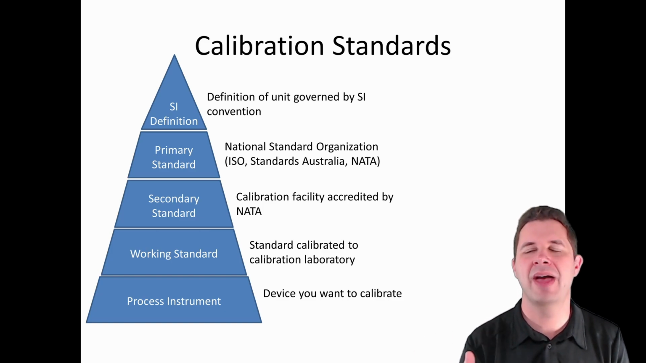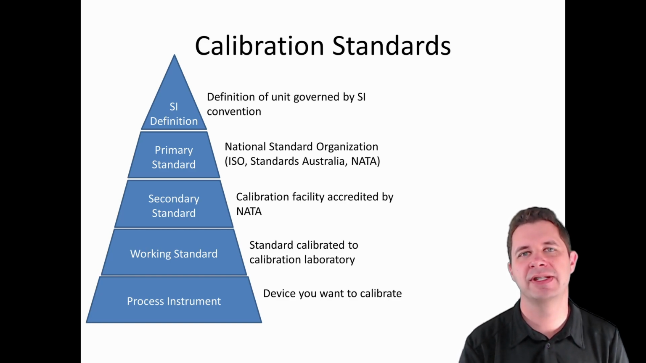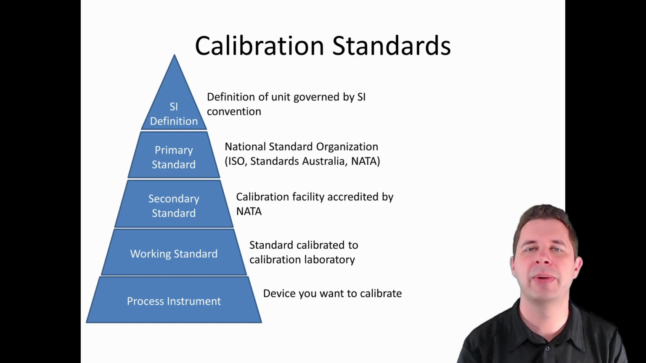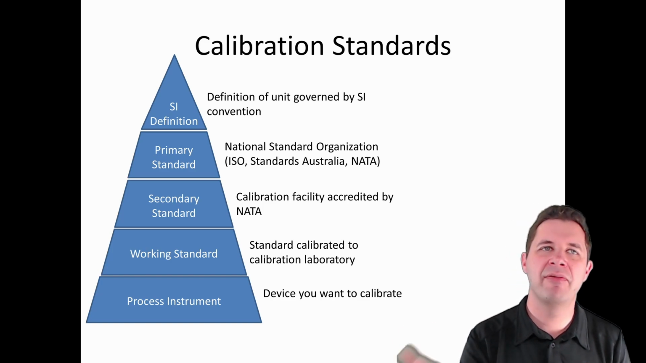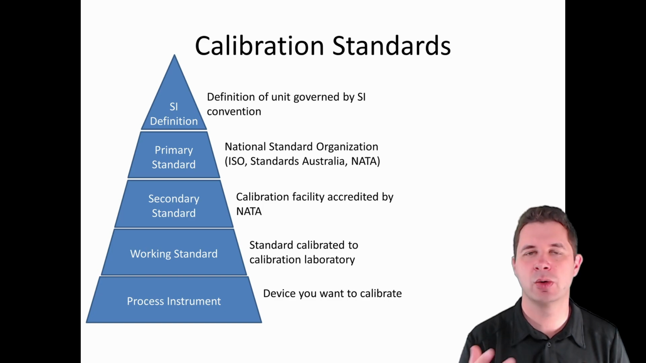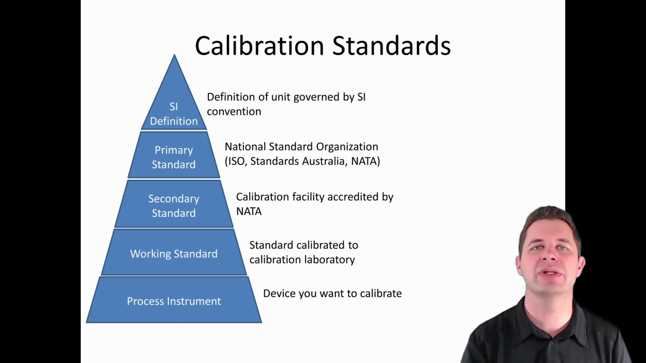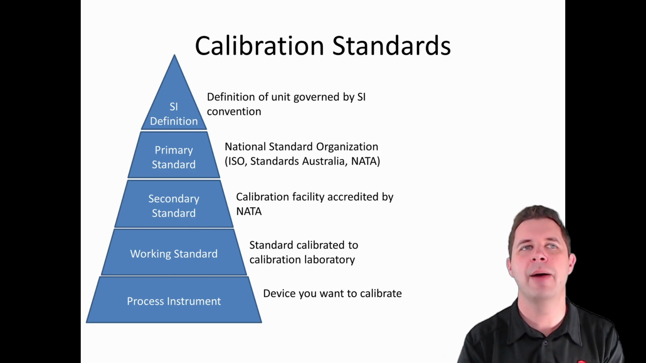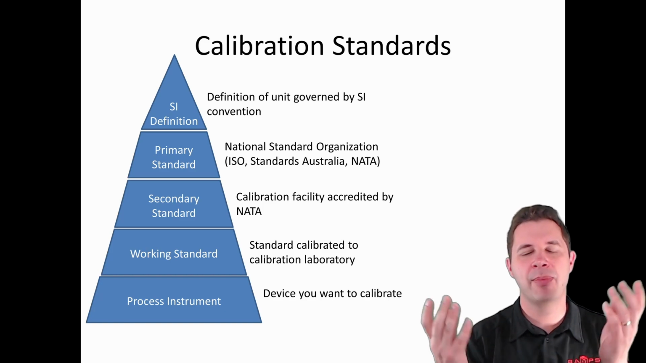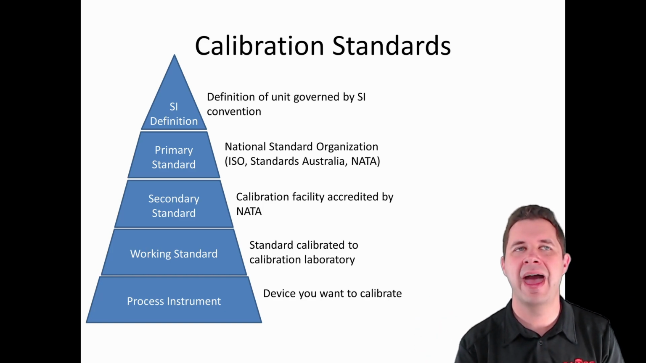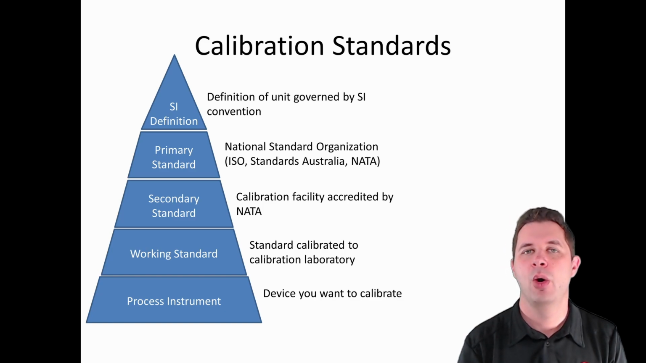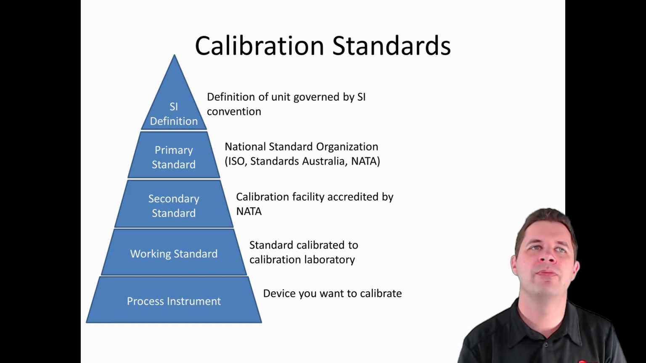Upper level, we have our secondary standard, which is a calibration facility that might be accredited by someone like NASA, and they are the ones that specify or calibrate the working standards for us. Above them, we have national standards organizations, and there are quite a few of them. There's the ISO, International Standards Organization, there's Standards Australia, there's NATA, that can calibrate or prescribe for our secondary standards. And sitting above that, essentially we have our definitions of units, of what is a volt, for example, or what is an ohm. There are SI definitions that we talked about last week.